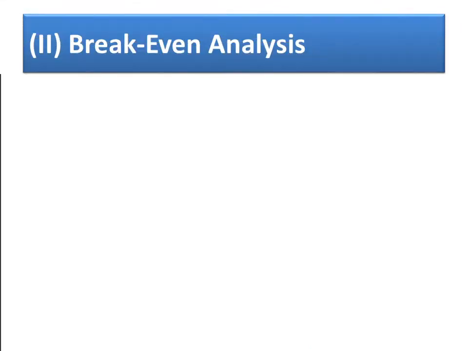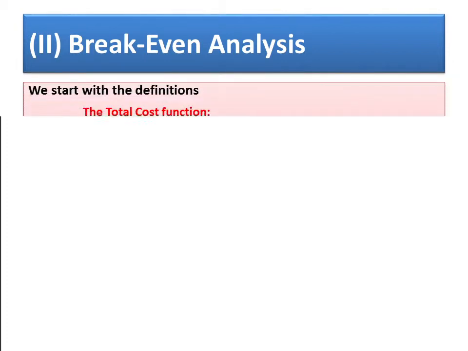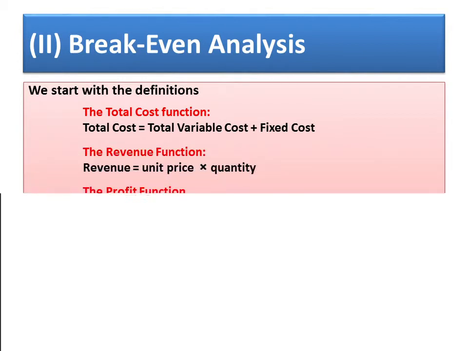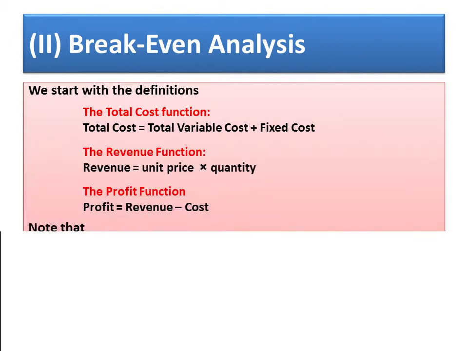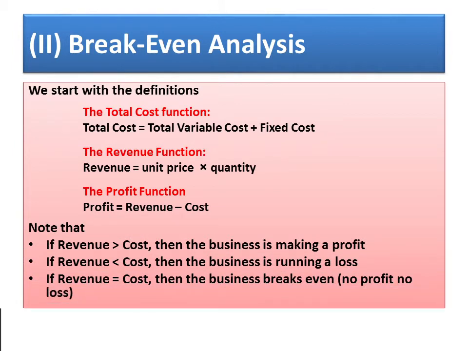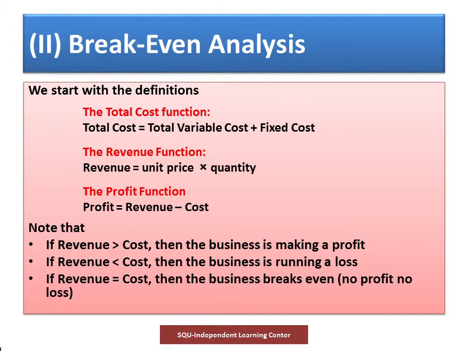The second application is break-even analysis. We start with the definitions. The total cost is defined to be the sum of total variable cost and fixed cost, while the revenue function is given by multiplying the unit price by the quantity. The profit function is the difference between the revenue and the cost functions.